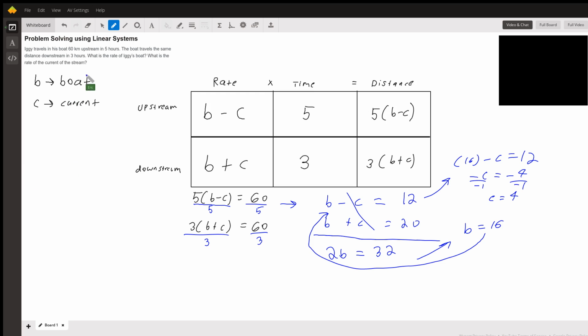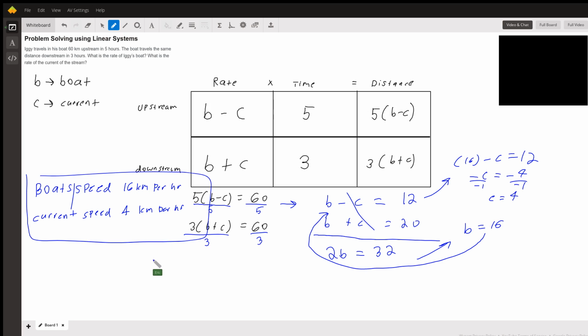So let's start with the boat. The boat's speed is, we already determined, 16 kilometers per hour, and the current is 4 kilometers per hour. And these are your final two answers. Boat speed is 16 kilometers per hour, and the current speed is 4 kilometers per hour.